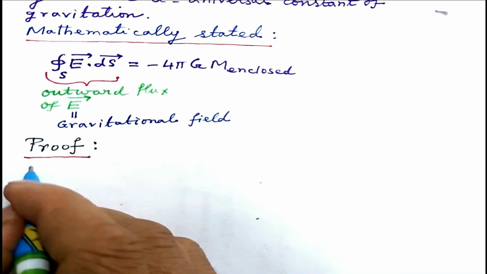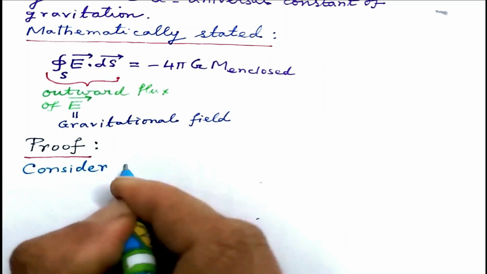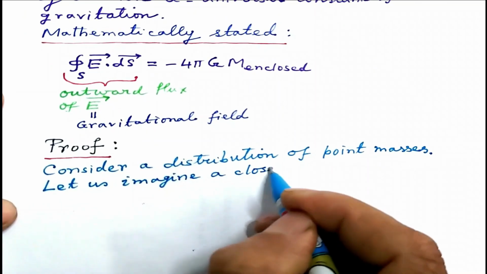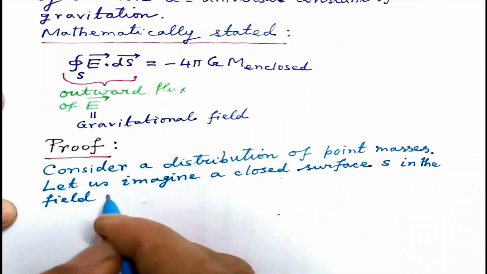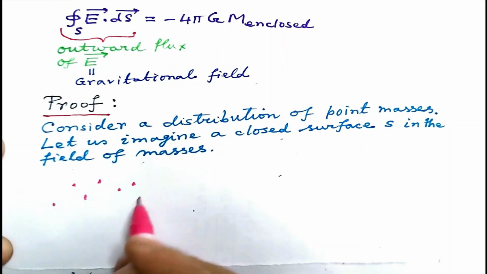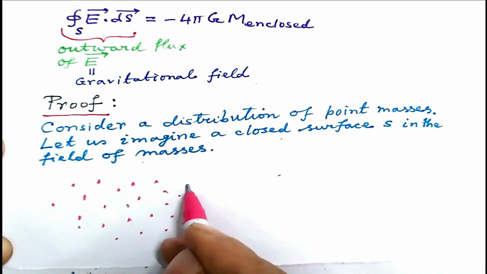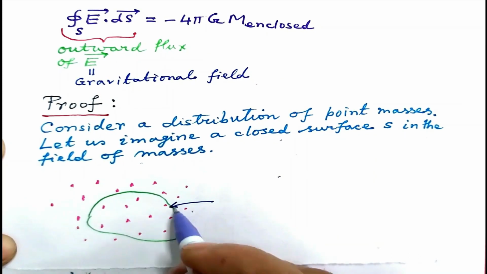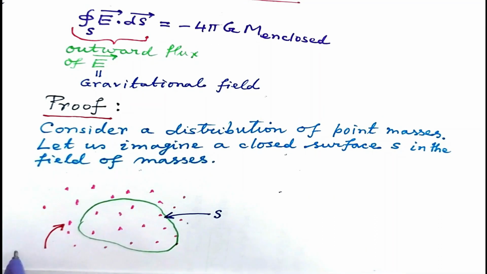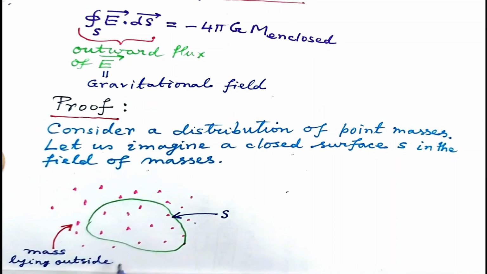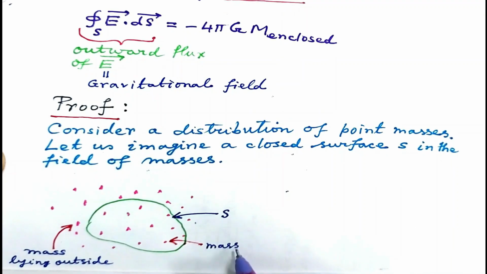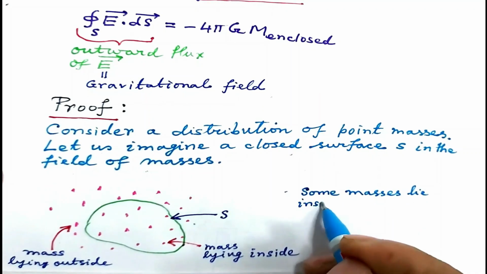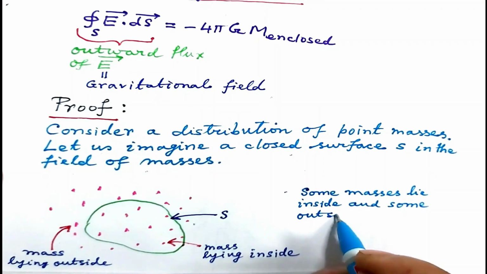Proof of the law is as follows. Consider a distribution of point masses. Let us imagine a closed surface S in the field of masses. These dots represent the point masses. Let this be the closed surface, call it S. This dot is a typical mass lying outside, and this dot is a typical mass lying inside. Obviously, some masses lie inside and some lie outside.